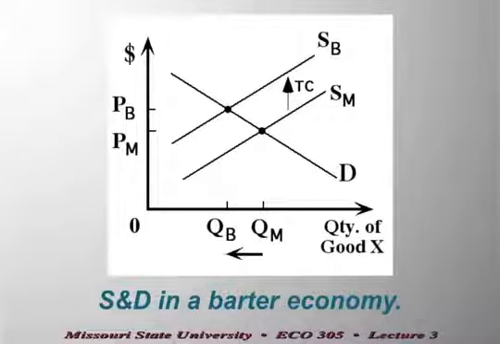And so we'd have a new supply curve. I'm going to put a B next to that. That would be the supply curve in a barter economy. And this would include production cost and transaction cost.